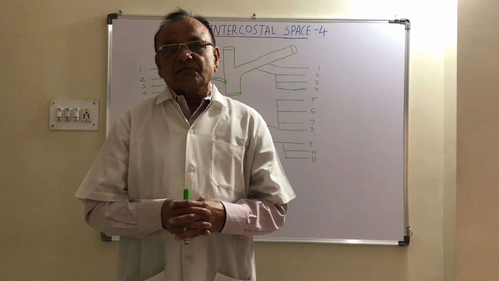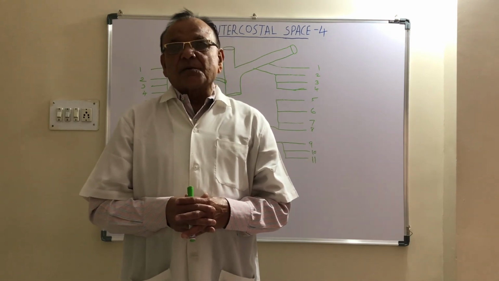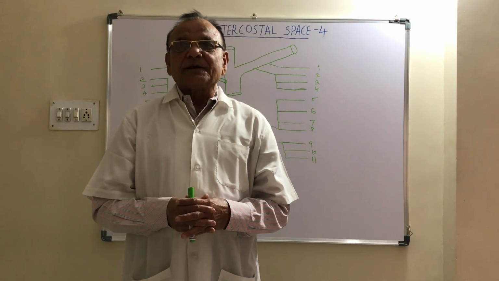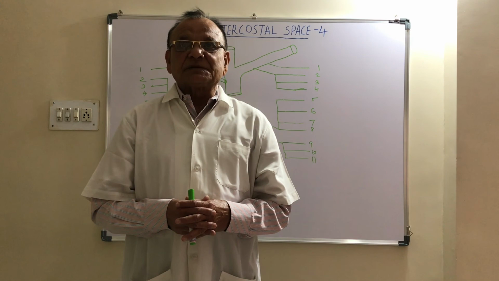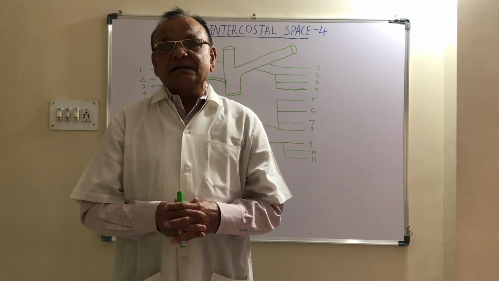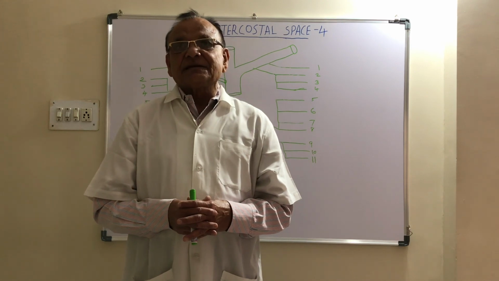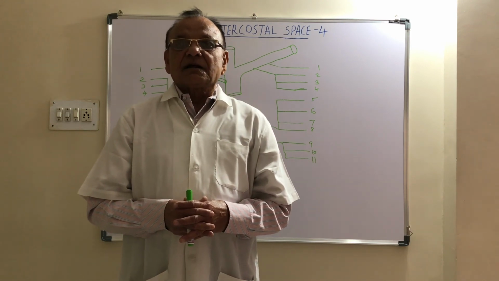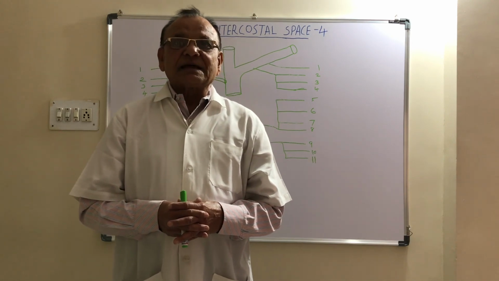Again, the anterior intercostal veins of the upper six spaces open into the internal thoracic vein. The anterior intercostal veins of the 7th, 8th and 9th spaces open into the musculophrenic vein, and the anterior intercostal veins in the 10th and 11th spaces are absent. Today's topic is over. Next topic I will talk about the pleura.